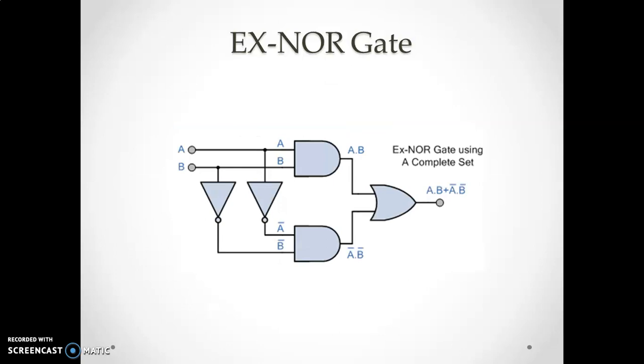The equivalent circuit for the XNOR gate is shown here in the figure. A XNOR B is nothing but A dot B plus A bar dot B bar. So A and B are ANDed here, A bar and B bar are ANDed here, and those two outputs are ORed using an OR gate.